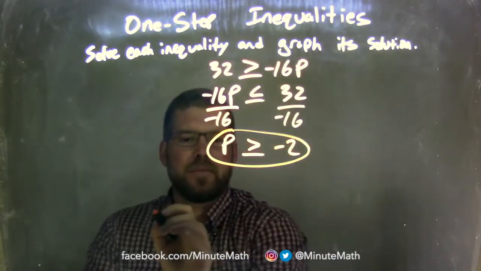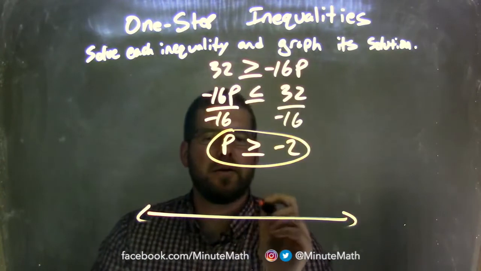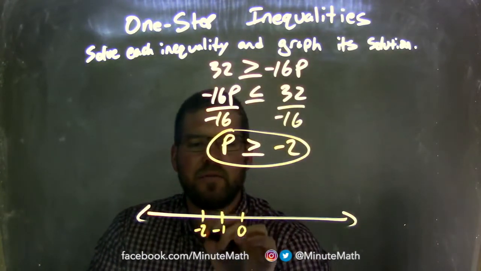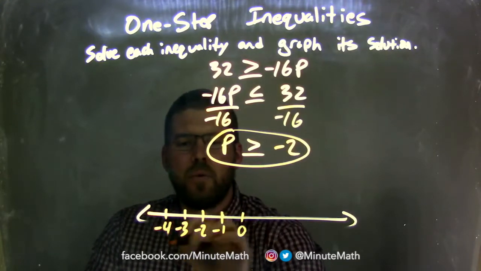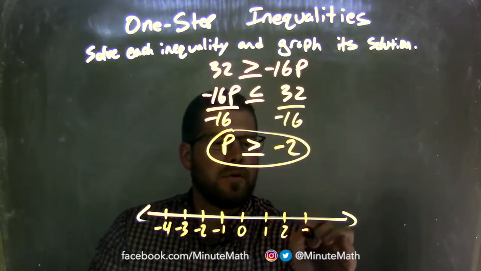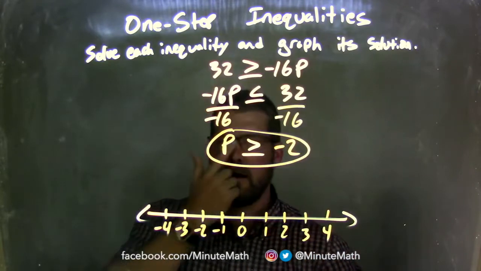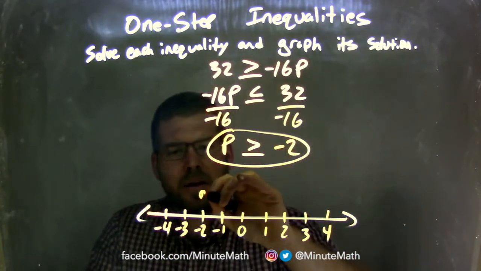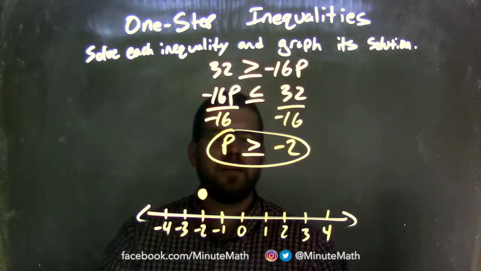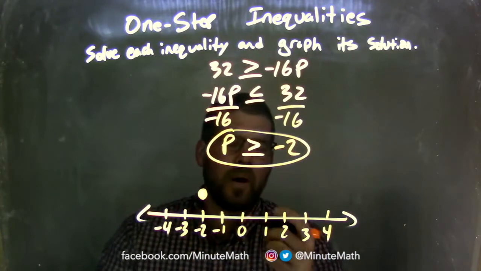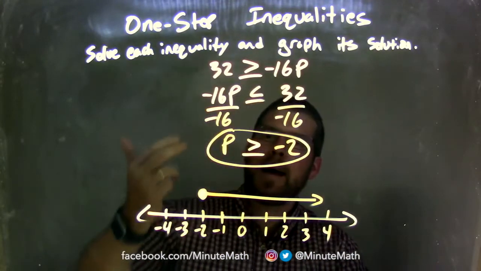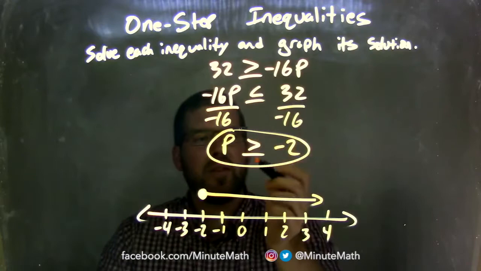But I need to graph it. So, make a number line here. Let's go 0, -1, -2, -3, -4, and 1, 2, 3, and 4. Okay? Well, they told us that p can be equal to -2, so I'm going to put a closed circle right there at -2. Then it's also greater than -2, so my line needs to go to the right. Now my graph matches my inequality of p is greater than or equal to -2.